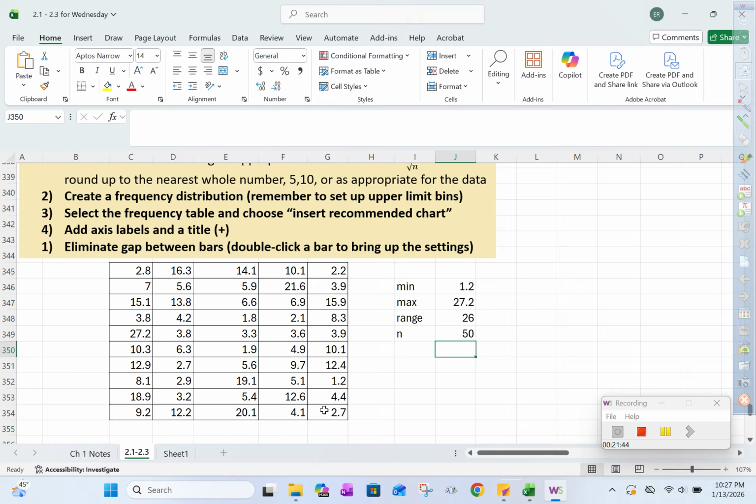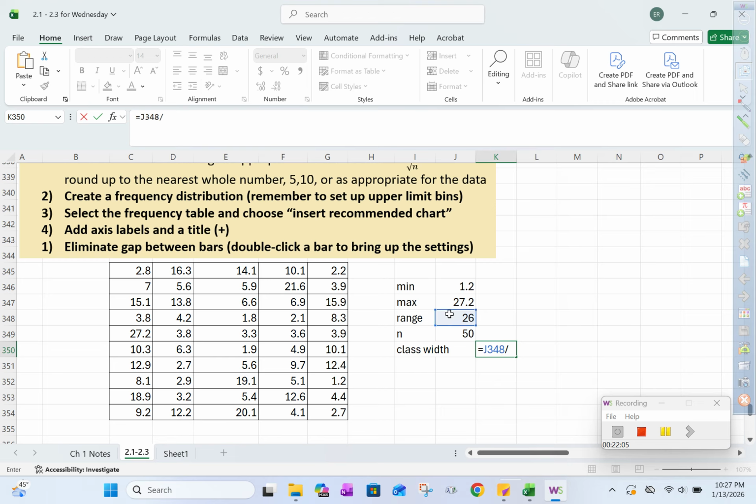And then we're ready to do our formula. So, call this class width. And over here, equals, we're going to do range, and then divided by. To do the square root, you type out SQRT, and then you can again double click on this, or you can just start the parenthesis, and then we want to do our 50, which you can of course just type in. Okay, so I'm going to keep that up there for a minute so you can look at it if you need to.